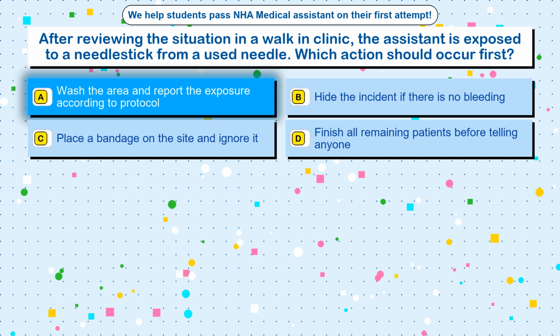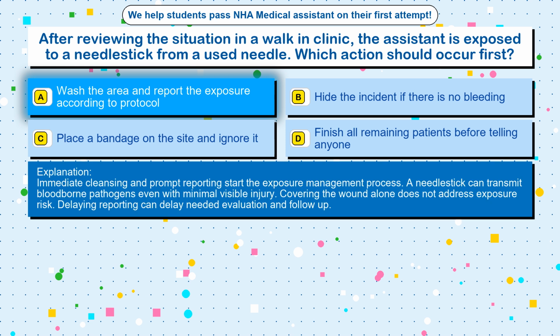The correct answer is option A. Wash the area and report the exposure according to protocol. Immediate cleansing and prompt reporting start the exposure management process. A needle stick can transmit bloodborne pathogens even with minimal visible injury. Covering the wound alone does not address exposure risk. Delaying reporting can delay needed evaluation and follow-up.